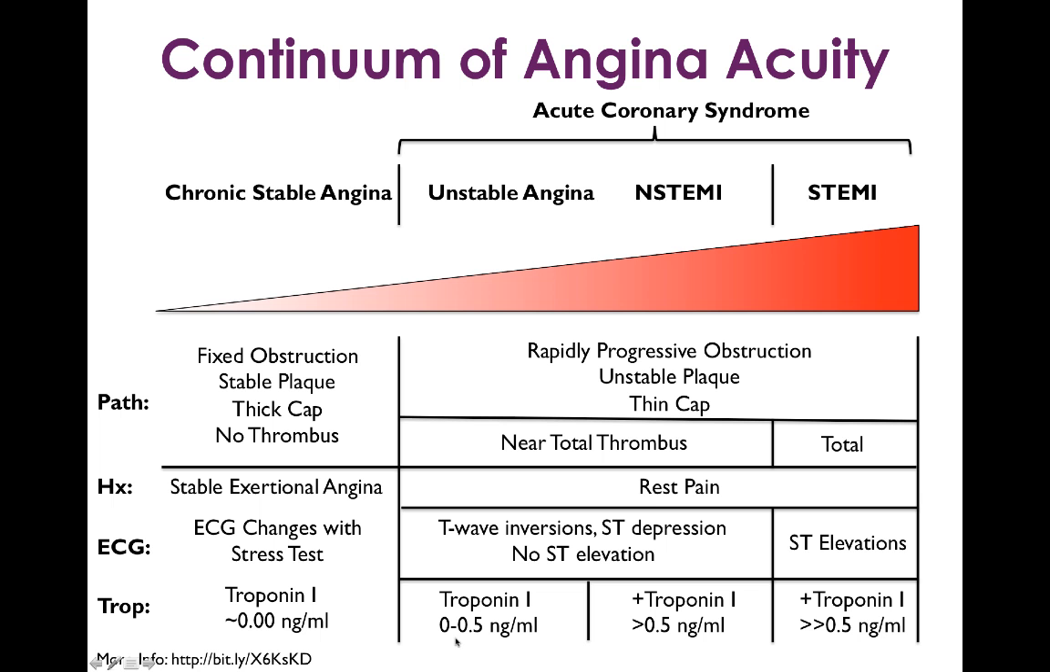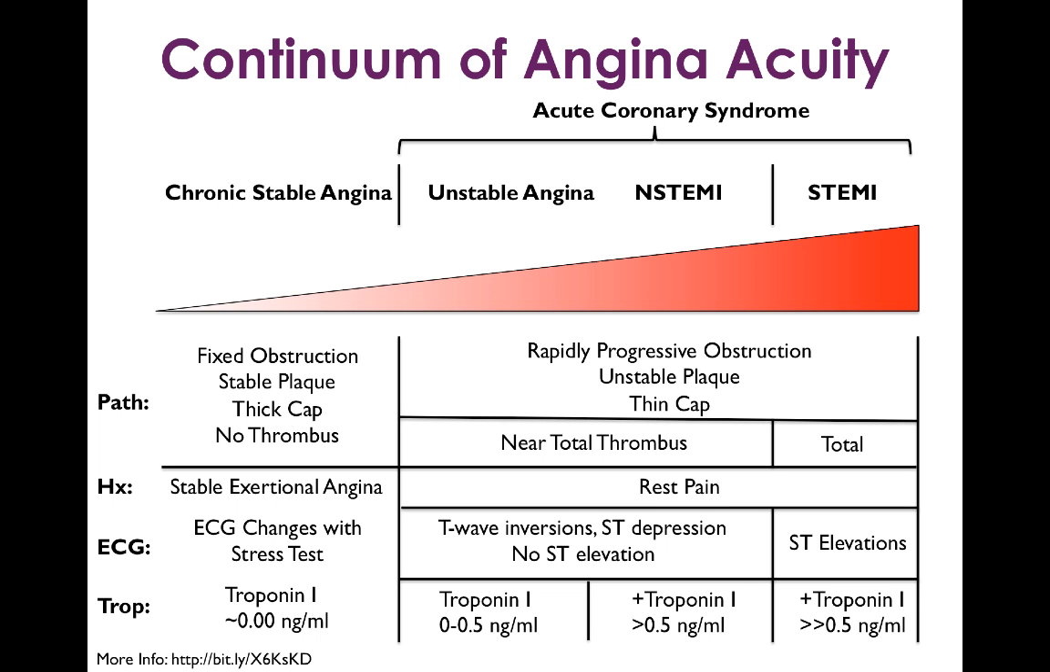And similar to the EKG changes, you can have a broad variety of troponin presentations. So you can have no troponin elevation. You can have a minimal troponin elevation, which is below the diagnostic cut point for a myocardial infarction, which at Northwestern we define as 0.5 nanograms per milliliter, although that definition can vary from institution to institution, to a pretty abnormal troponin that exceeds the diagnostic cut point for myocardial infarction, which here is 0.5 nanograms per milliliter, up to, let's just say, 20 or 30 nanograms per milliliter.